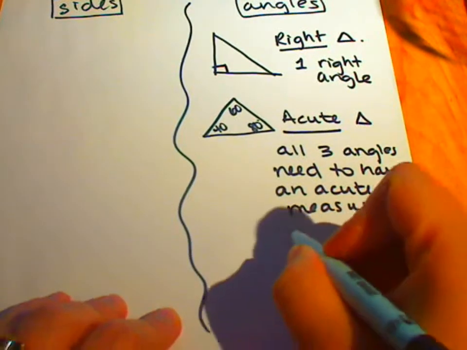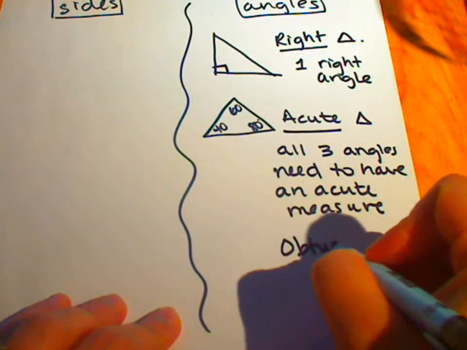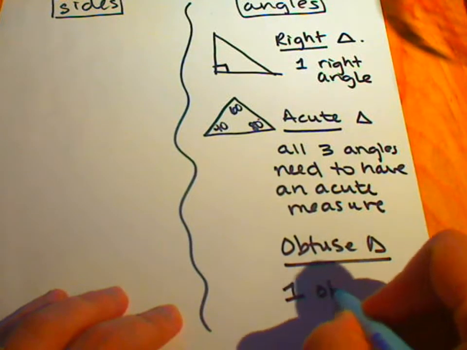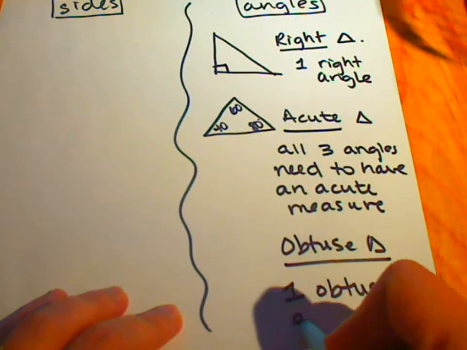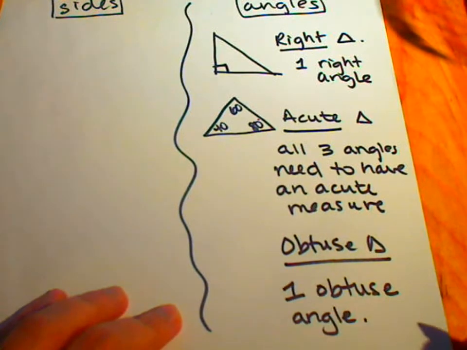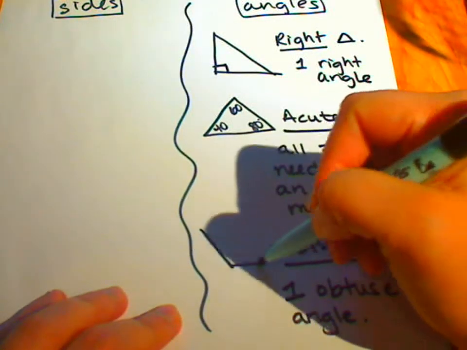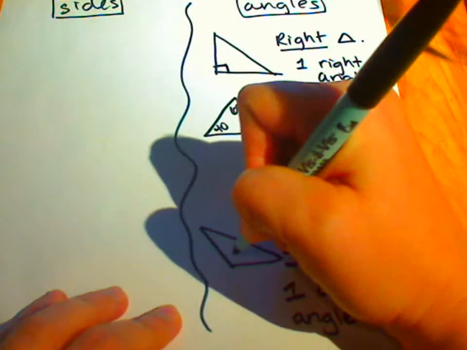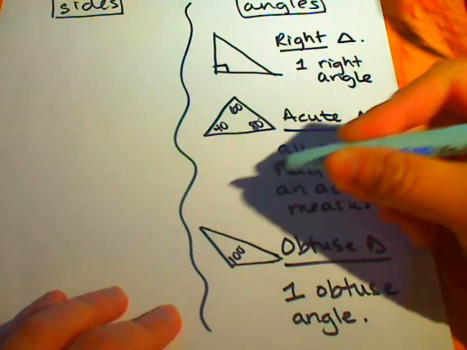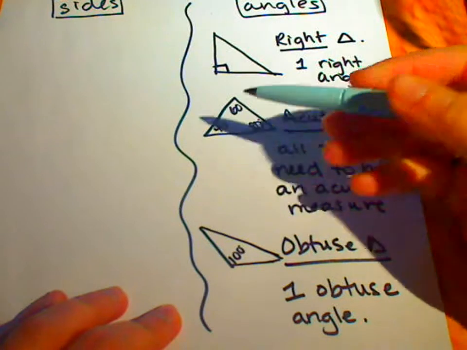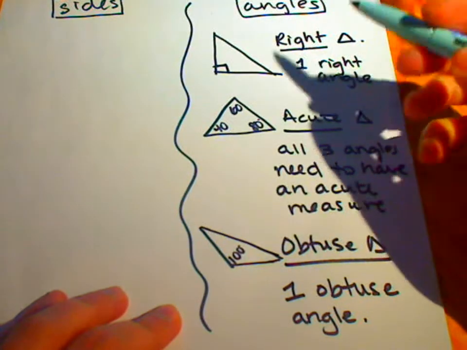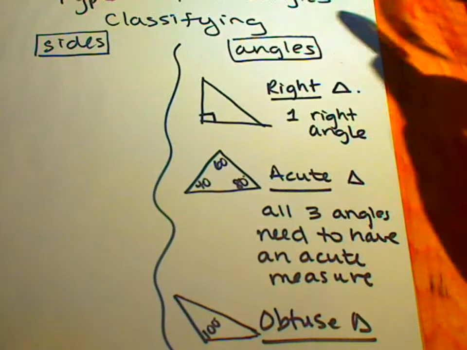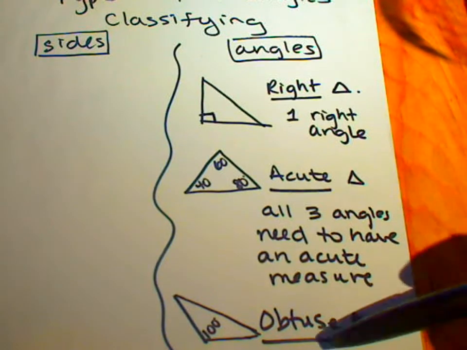There's one more type of triangle based on its angles. It's called an obtuse. You have one obtuse angle, so an angle in the triangle that is larger than 90 degrees. So if you have a triangle drawn, and let's say this big one they said is 100 degrees. I don't know the other two. I don't need to. All I know is that this angle right here is 100 degrees. That means the triangle is an obtuse triangle. So classifying triangles based on angles, you can have a right triangle, an acute triangle, or an obtuse triangle.